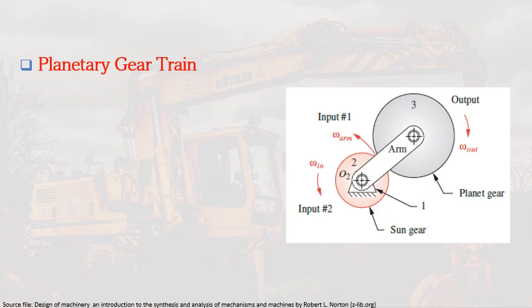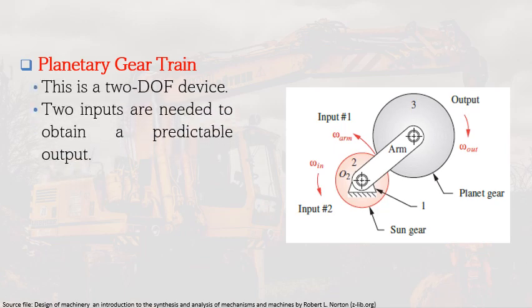And then we have here another one, because the conventional gear trains described in the previous section are limited to 1 degree of freedom, but there are instances when we need devices with higher degrees of freedom. Another class of gear train that has wide application is the epicyclic or planetary gear train. This is a 2 degrees of freedom device wherein 2 inputs are needed to obtain a predictable output.